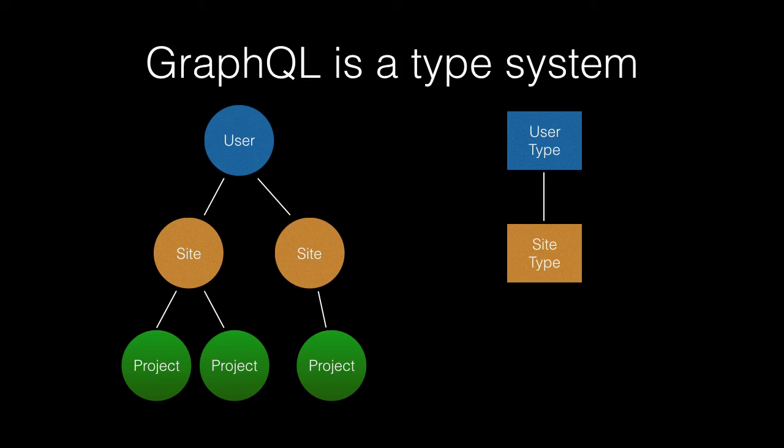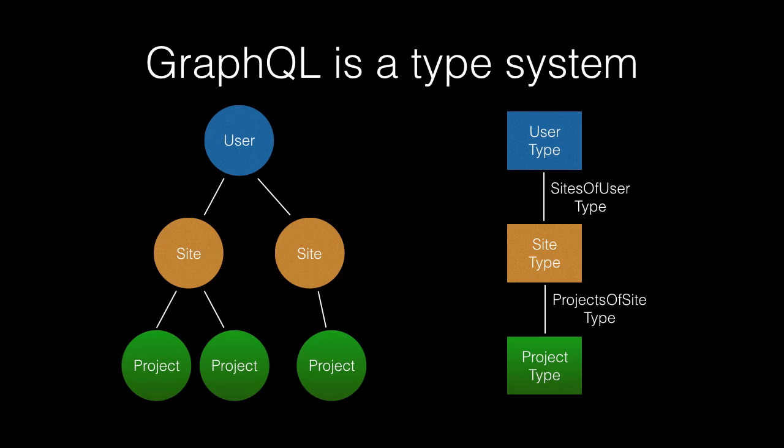And so you have a user type, you have a site type, you have a project type, and we have connections between the types. So from a user, you can go to sites with a one-to-many relationship, and so you also have a site of user type and projects of site type. And these are all objects that you have to describe. Once you've done that, you have a GraphQL server. And so this is just GraphQL. So this is what you want to do if you want to implement a generic GraphQL server.